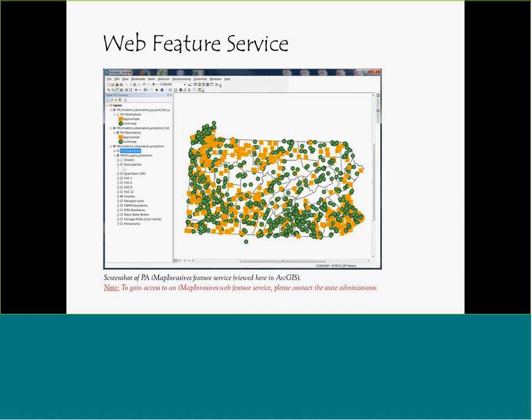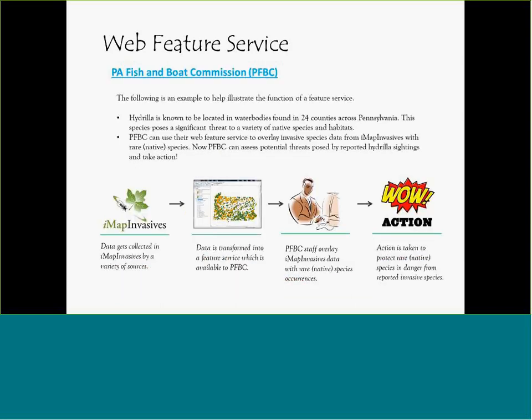It's the confirmed precise location data, and it's the confirmed non-precise or approximate location data. And again, both can use that information, overlay it with their own data, and do analysis from there. So I wanted to include this slide here too because I think it helps to illustrate the whole point of the web feature service, and it shows how it works.